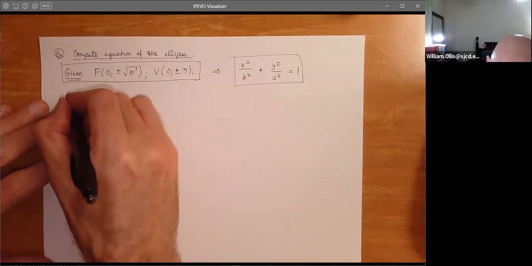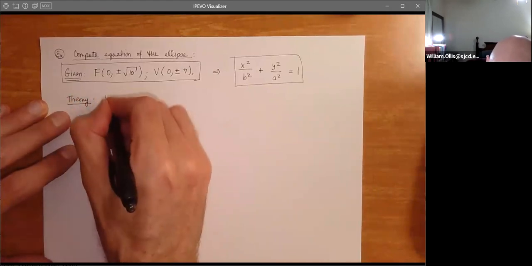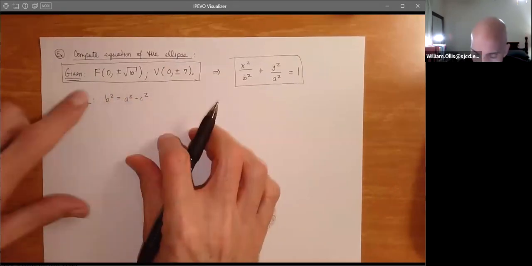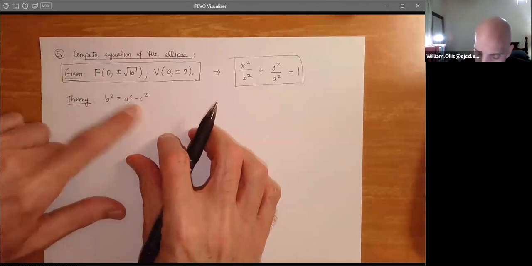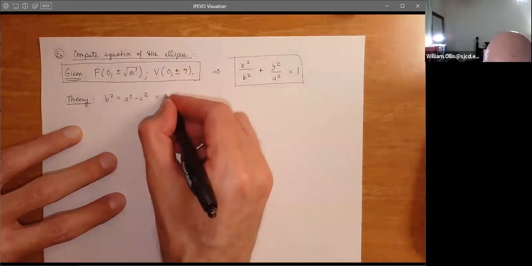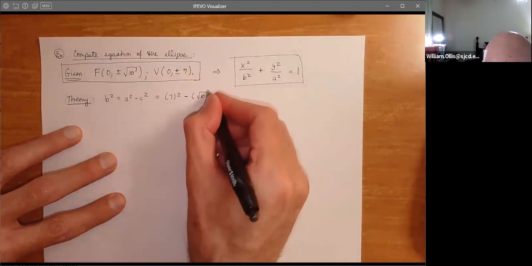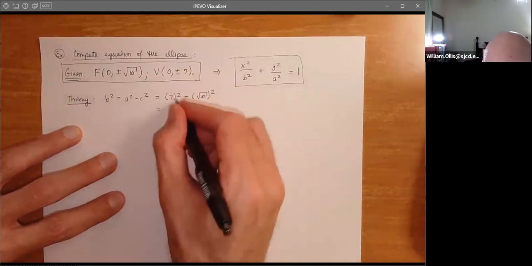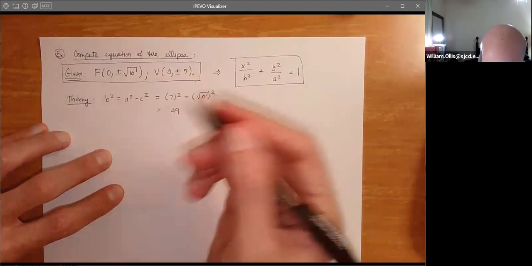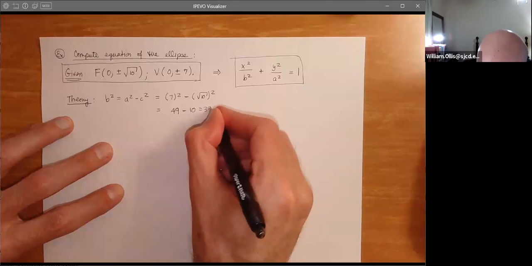So from the theory, B squared equals A squared minus C squared, or C squared equals A squared minus B squared. But since we know A and C, we're good to go. So this is A and this is C. So we have 7 squared minus the square root of 10 squared. So this gives us 49, and these are easy numbers, so I don't have to write this as a difference of squares. I like to factor things, but these numbers are so easy. Minus 10, which is 39.